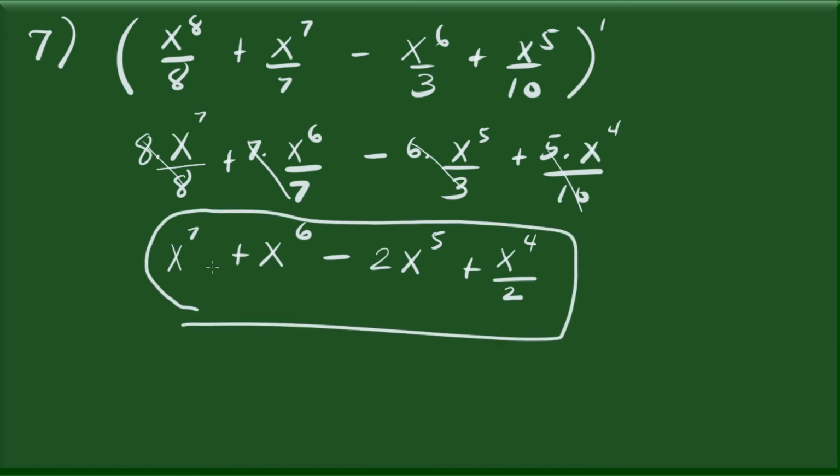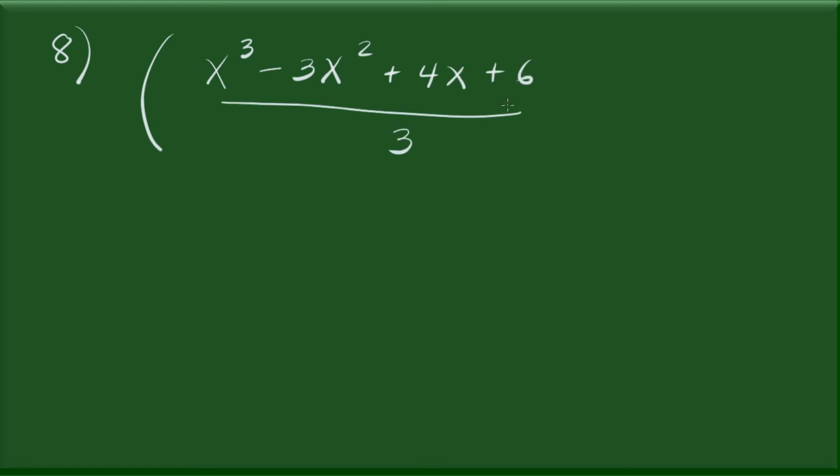All right, let's do number 8. How about if we have this one, a condensed fraction or rational expression, x cubed minus 3x squared plus 4x plus 6 all over, say, 3, prime. So find the derivative.